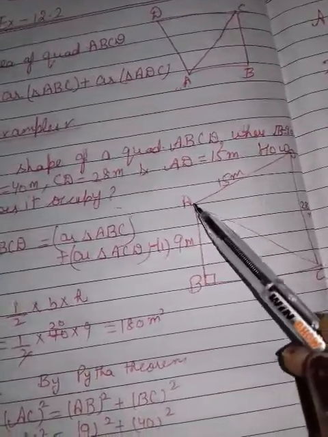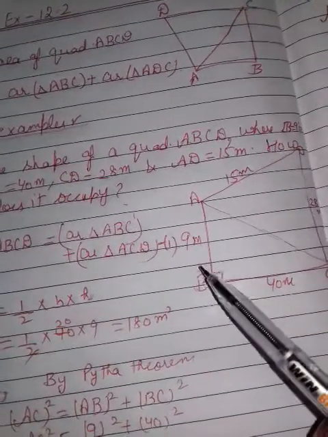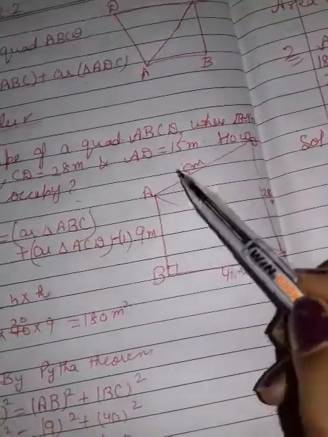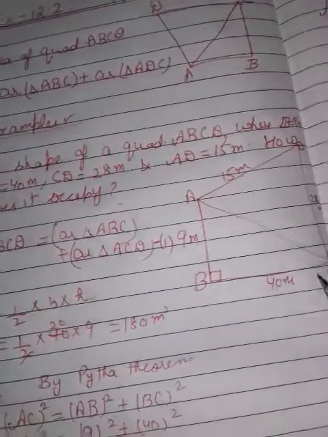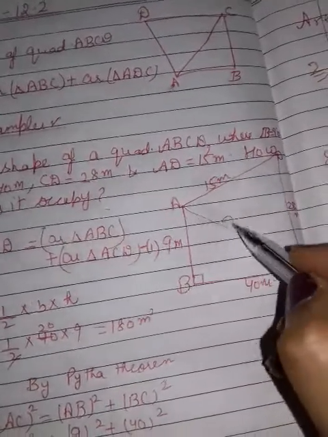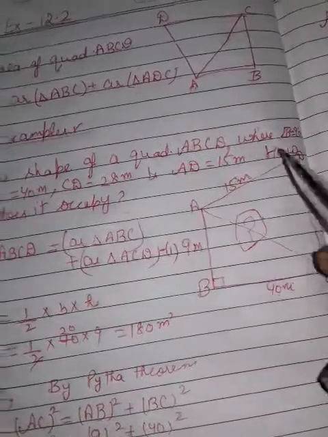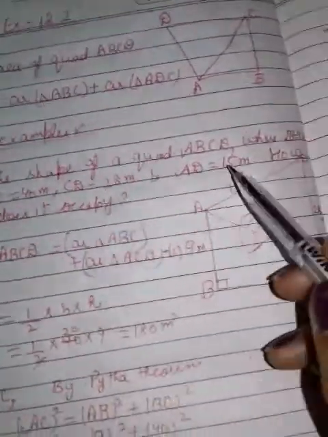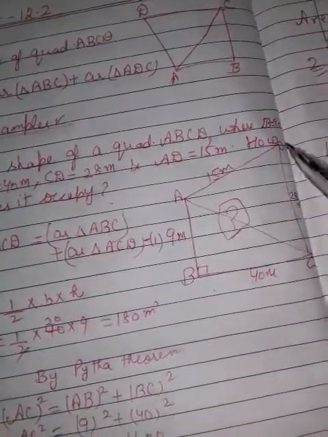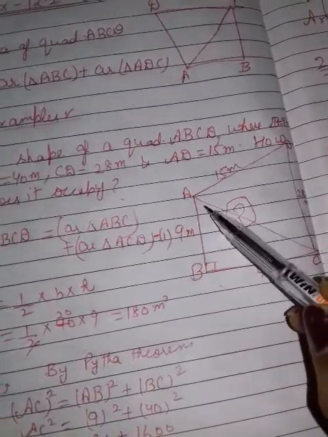Listen very carefully. AB I have taken in a straight manner. Why? Because angle B is 90 degrees. BC is 40, CD is given 28, DA is 15. AC is not given, you have to find it. Four sides are given, 1, 2, 3, 4, and an angle is given. Now you can find the area of ABCD as the area of triangle ABC plus the area of triangle ADC.